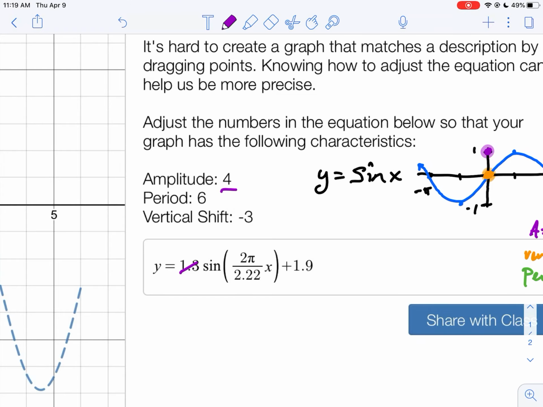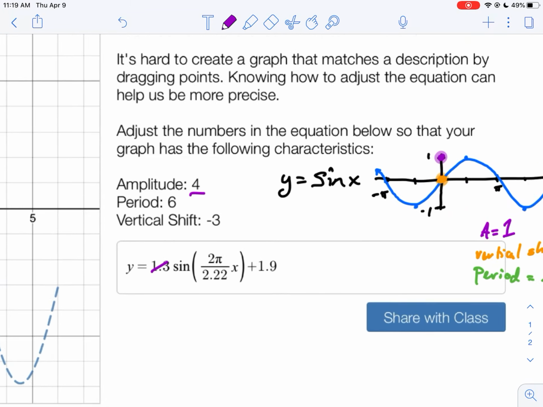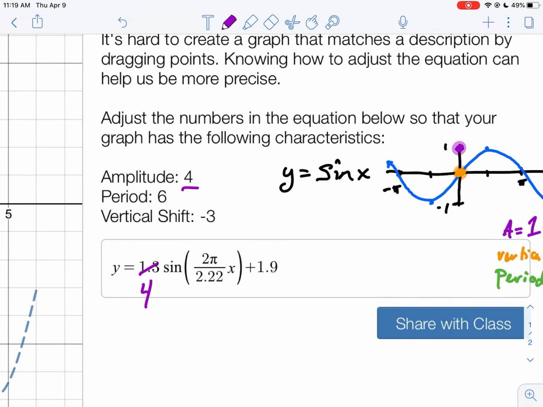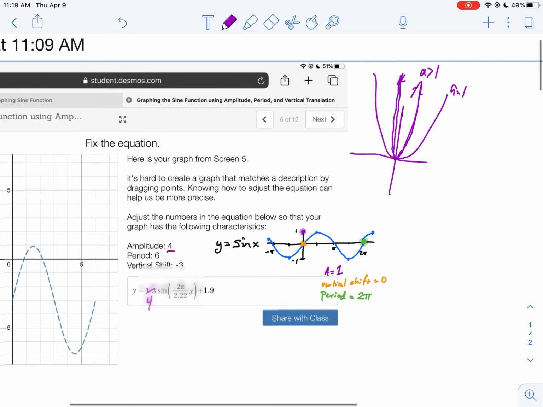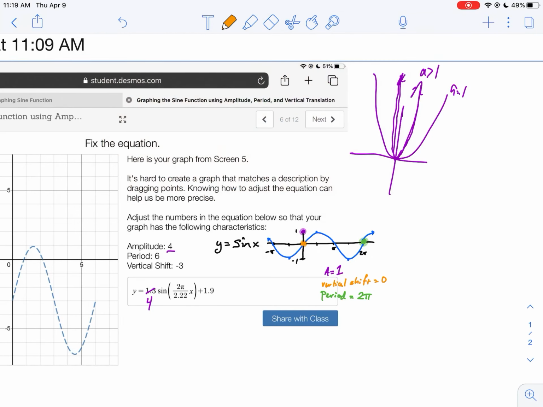And so don't look if you're wanting to try this on your own. Maybe I should say this way. Why don't you pause and try to think through this on your own? And then if you aren't sure, come back to the video. So A here is going to be 4. If we change that to 4, it'll give me an amplitude of 4.